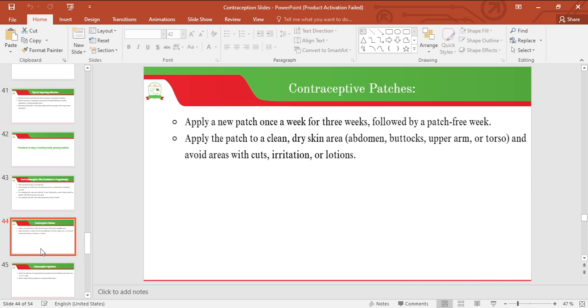Let's look at contraceptive patches. A new patch is applied once a week for 3 weeks, followed by a patch-free week. The client is instructed to apply the patch to a clean, dry area. This area could be on the abdomen, buttocks, upper arm or torso, and avoid areas with cuts, irritation or lotions.